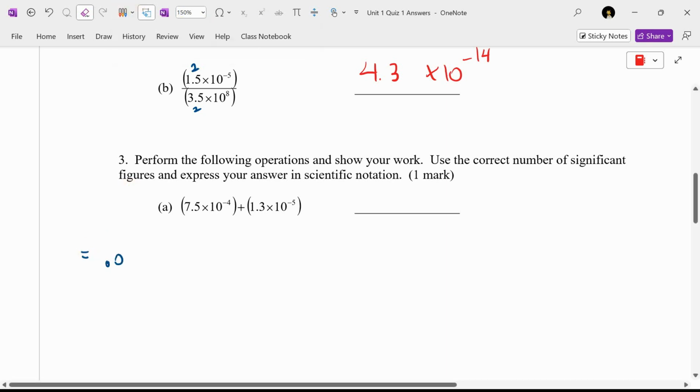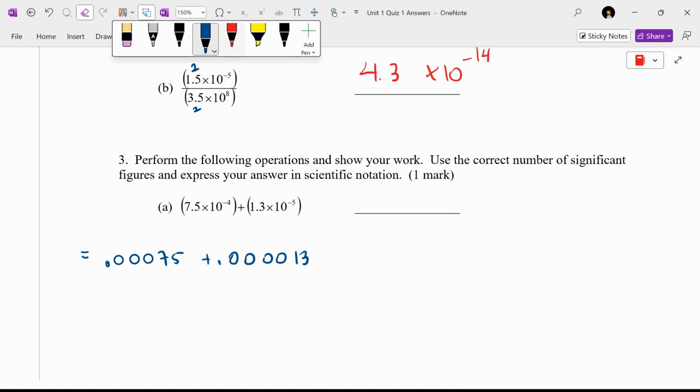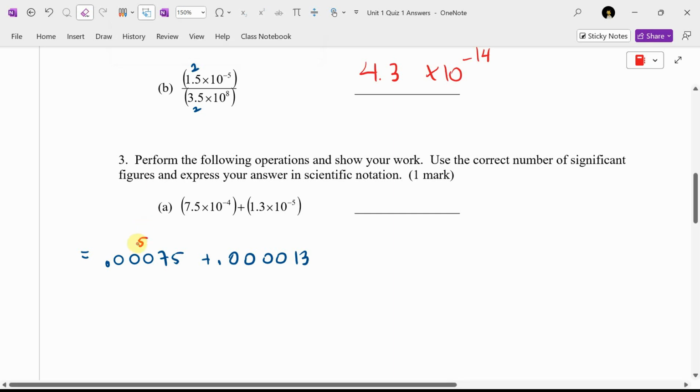This is going to be 0.00075 plus 0.00013. 2 sig figs? No, no, no. This is adding and subtracting. Totally different rule, it's decimal places. 1, 2, 3, 6 decimal places. I'm going to go to 5 decimal places.